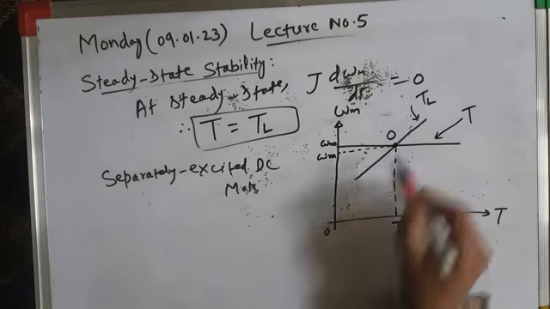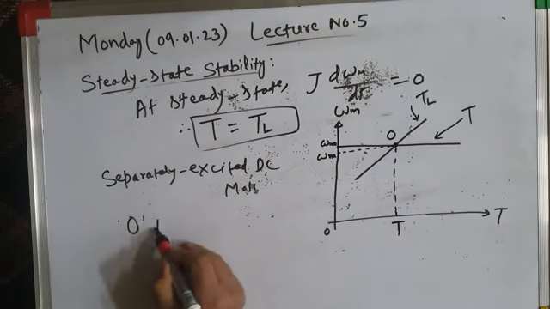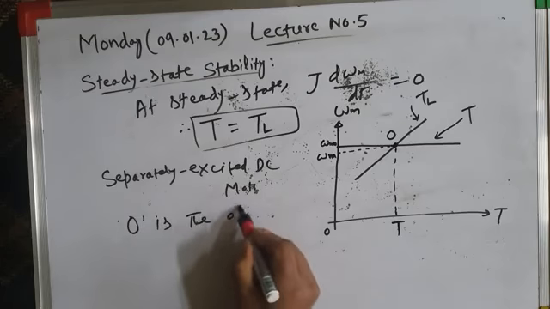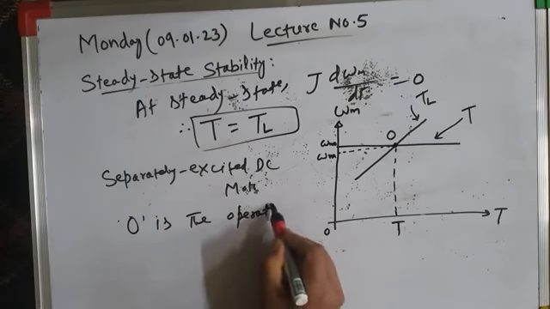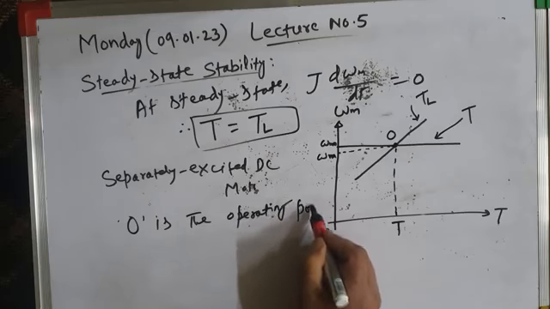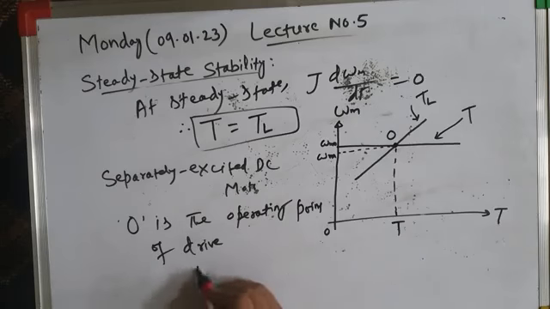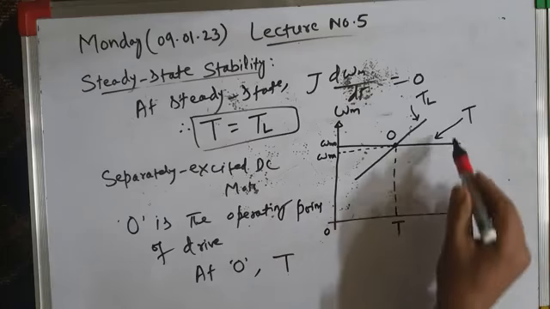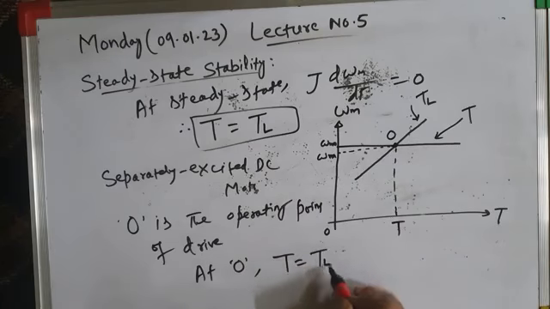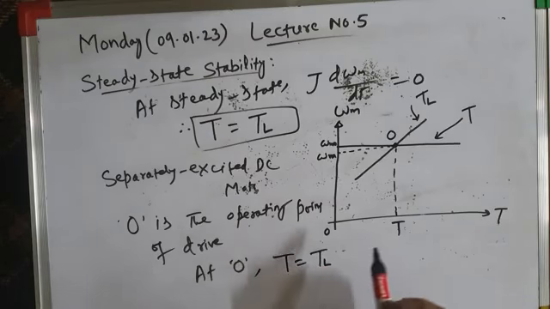So therefore, O is the operating point of the electric drive. Because at O, you can clearly see that the torque developed by the motor is exactly equal to the load torque, and hence the motor drives the load and keeps the load in motion for doing the useful work. Okay, so far so good, no problem.